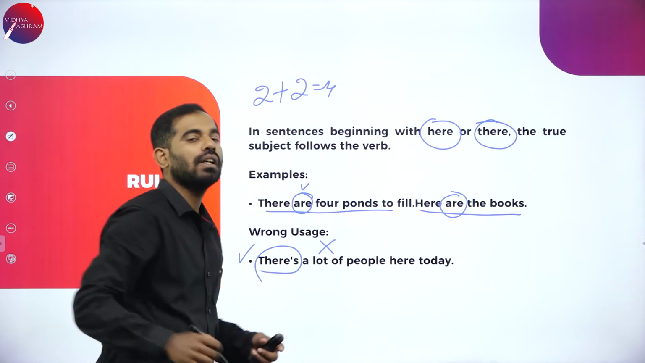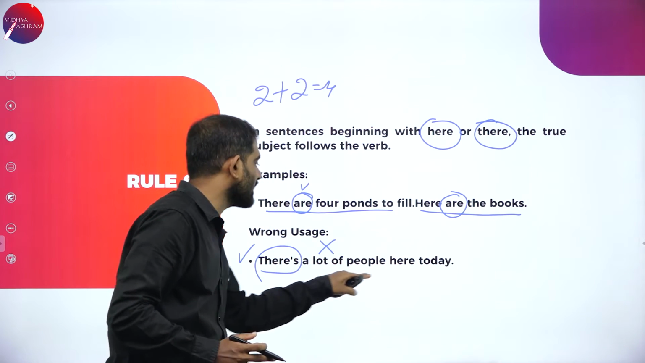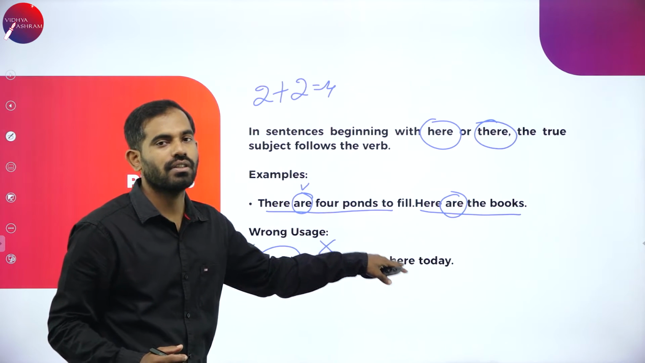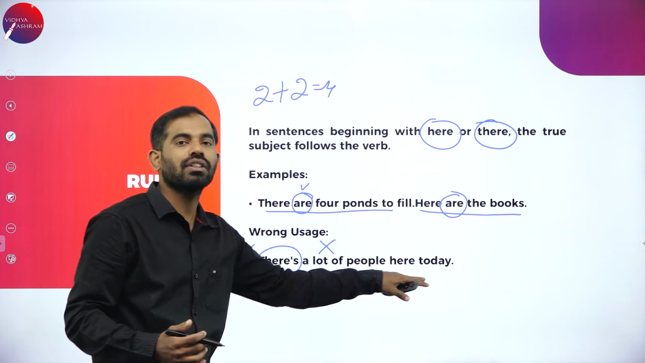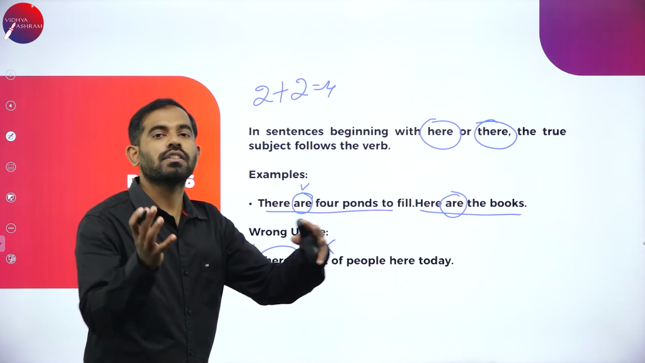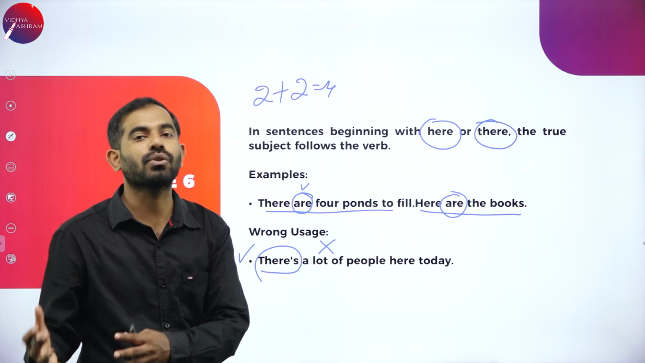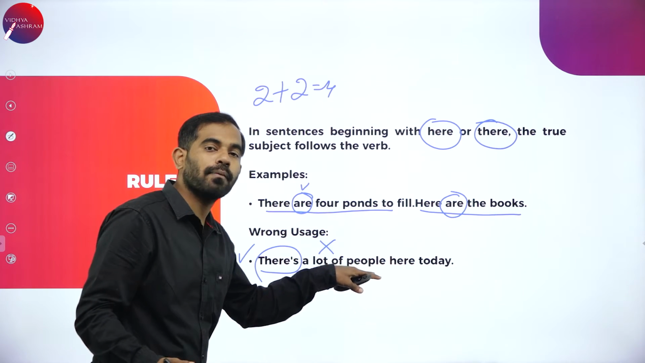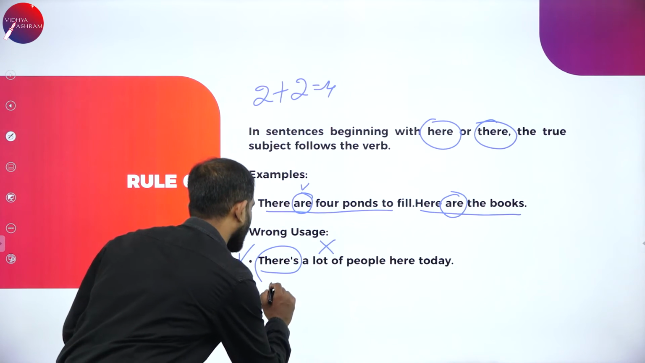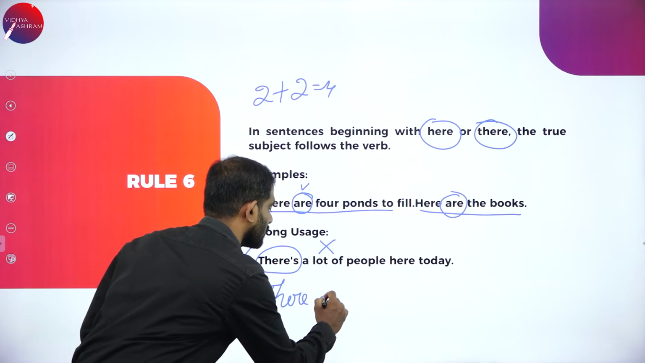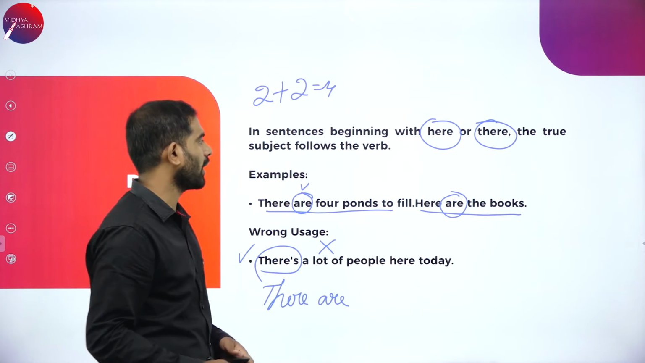Now, even native speakers, even people in England, are using these words, which is wrong. Don't use it. Grammatically speaking, this sentence is wrongly used. Speaking and writing are different, but we are talking about grammar usage. According to that grammar usage, this sentence is completely wrong. Don't ever use it. It is always "There are a lot of people here today."